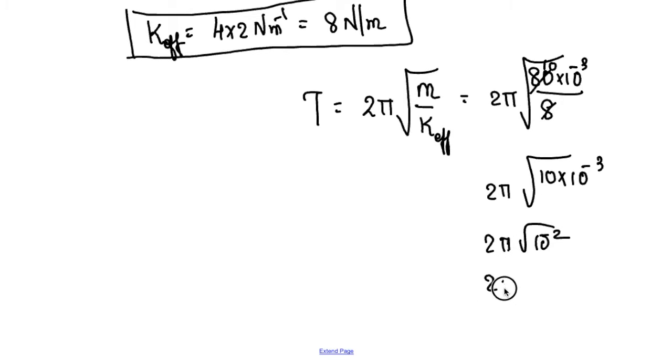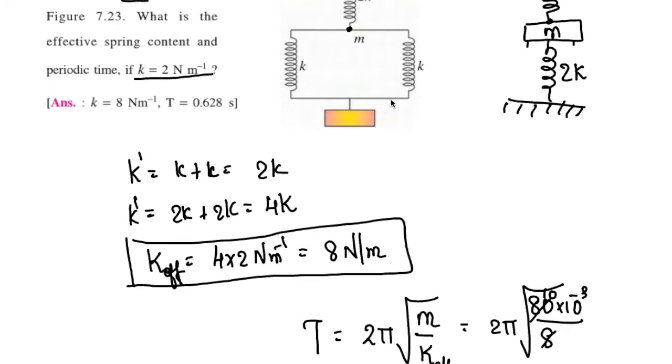That is 2 pi into 10 raised to minus 1, that is equals to 2 into 3.14 into 0.1, that is equals to 0.628, and that's what my answer is. Its unit will be second.